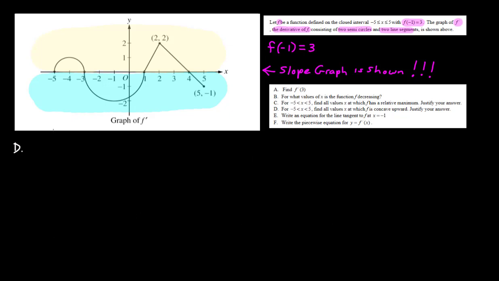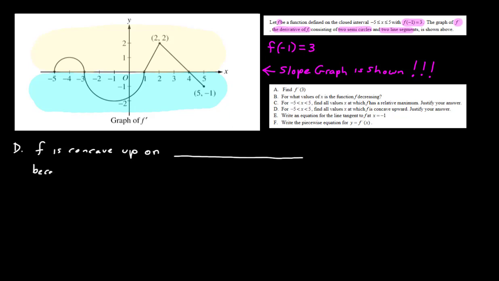Part D wants to know where the graph of f that we cannot see is concave upward. F is concave up on, okay, concave up on, I don't know. And before, when we had linear segments, we said there was no concavity, but that was true when I was looking at a graph of f, but now I'm looking at a graph of slope, so that's not the case. F is concave up on, we'll leave that blank, and we'll fill in the reasoning.